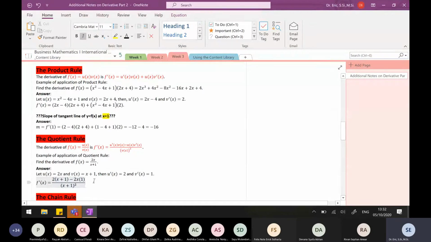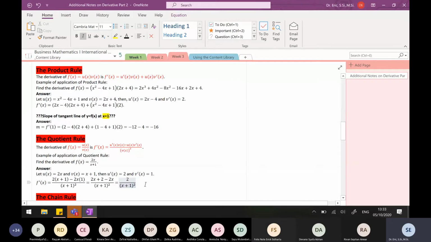Okay, yeah. In this one you have to simplify, just simplify until this one. This is 2x plus 2 minus 2x divided by x plus 1 squared. So just simplify the numerator. So you have 2x minus 2x cancels out, so you have 2 divided by x plus 1 squared. And this is enough for me.